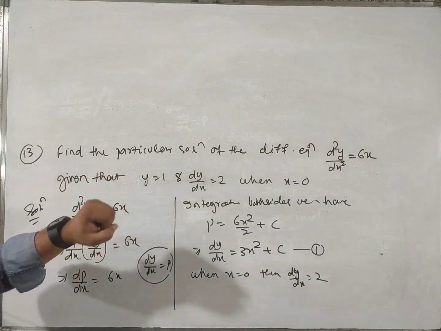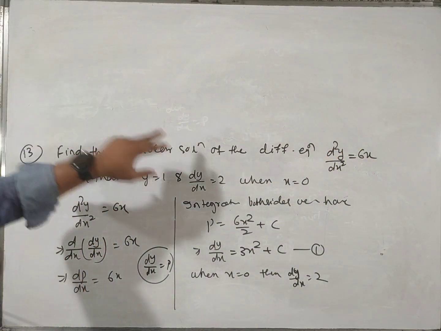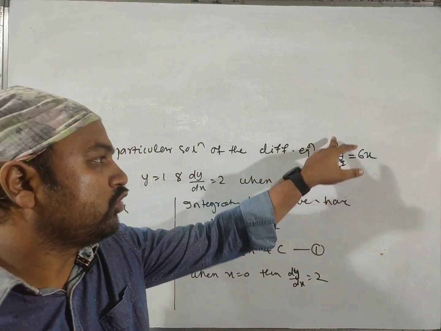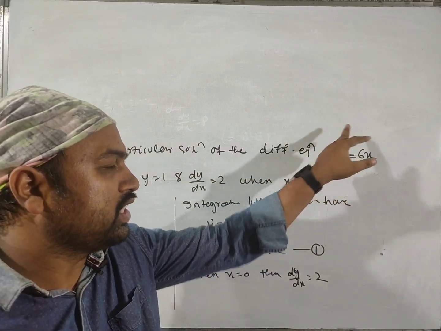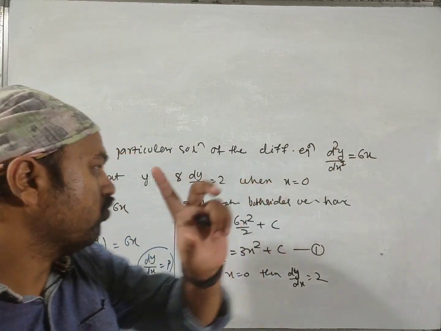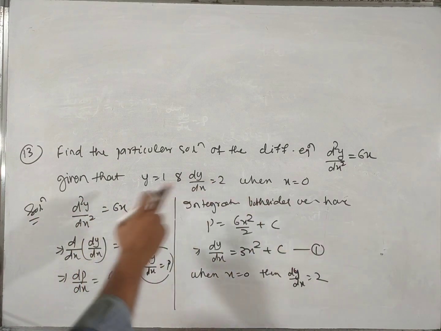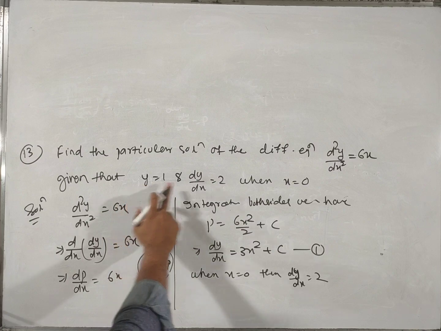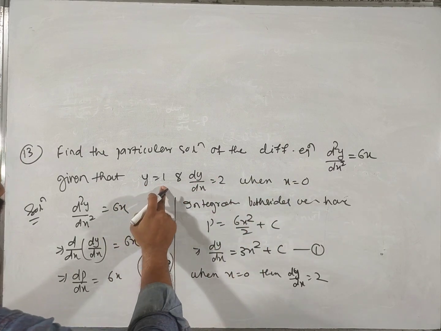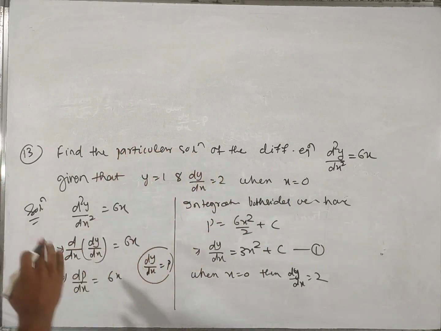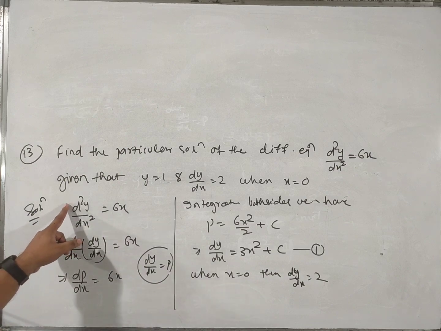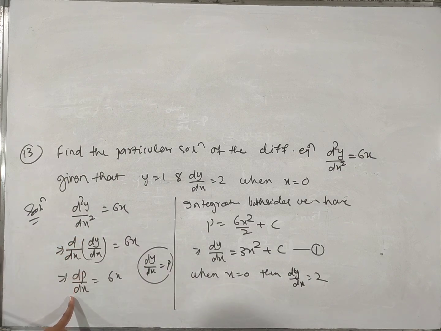So here it is question number 2 and it has been asked to find out the particular solution of the differential equation d²y/dx² = 6x. It is a differential equation of order 2. First of all we have to write down the given differential equation, and there is a condition. It is given that when x = 0, y = 1 and dy/dx = 2. By considering dy/dx as p, it will be in the form of dp/dx = 6x.